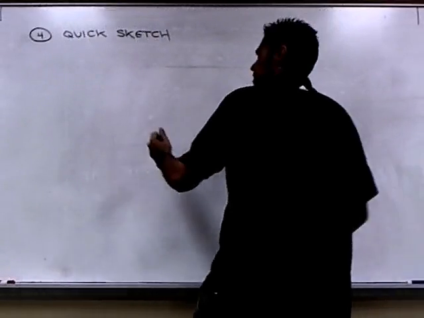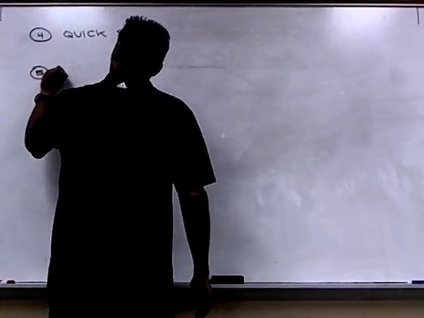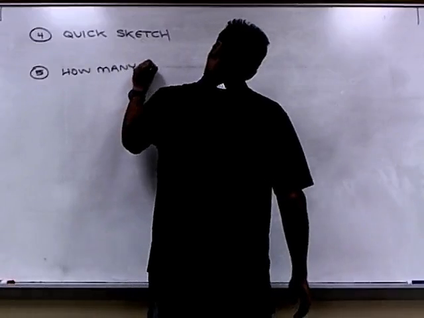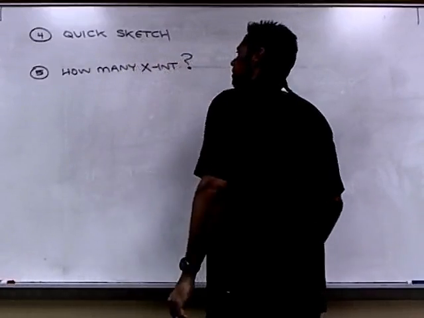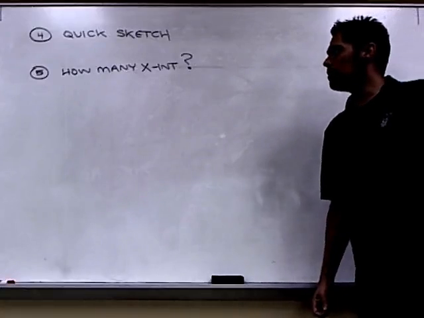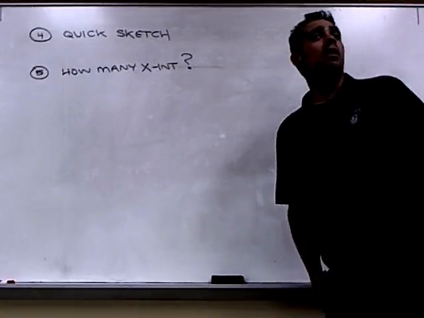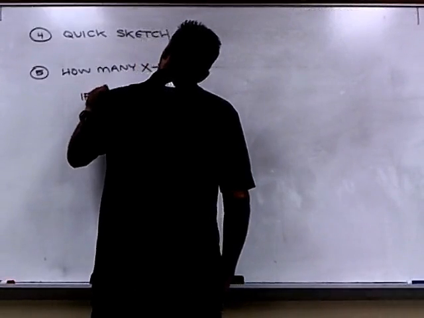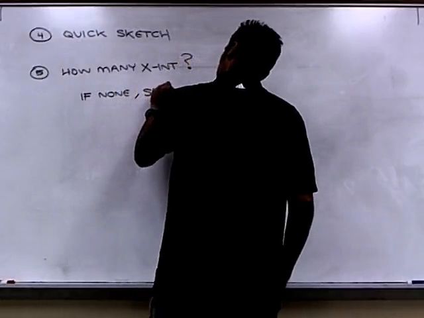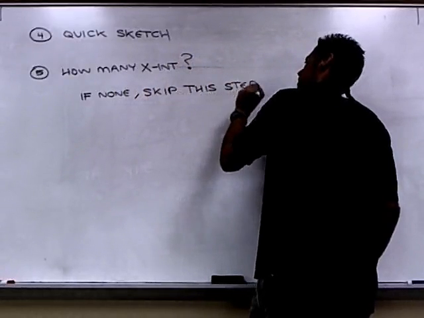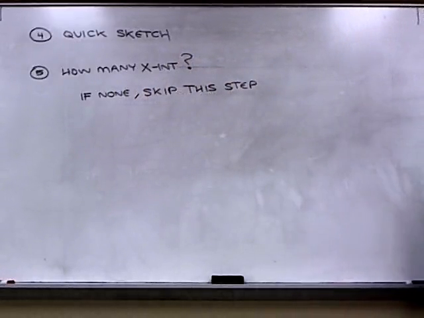And then step 5, we say, how many x-intercepts? How many do we have? So that'll depend on the problem. So if we have none, what? Skip. If none, skip this step. What if we have 1 or 2?